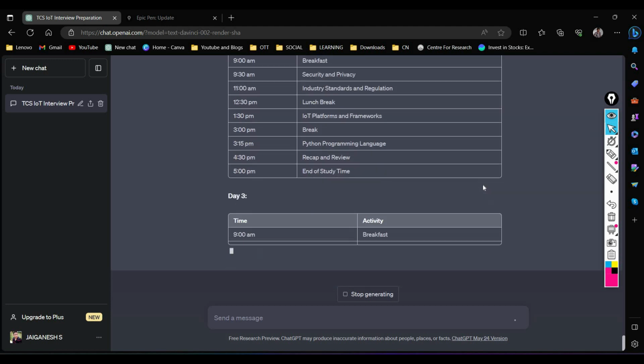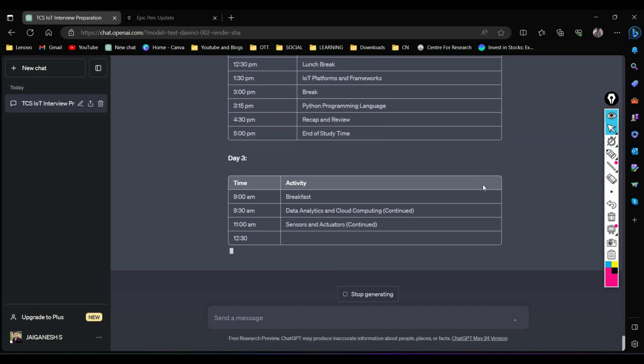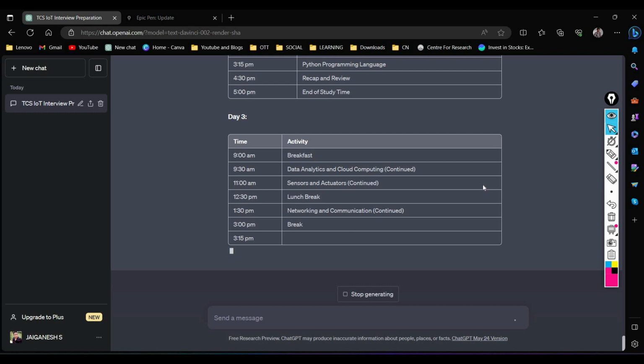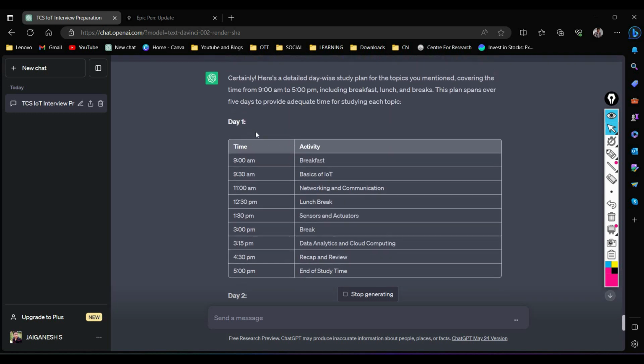Now ChatGPT has started giving me a day-wise plan to prepare the fundamental topics. So look at the first table. This is what you will have to prepare for day one. It starts from 9 a.m. and it has scheduled my day up to 5 p.m. So it is from 9 to 5, and starting from 9 a.m.